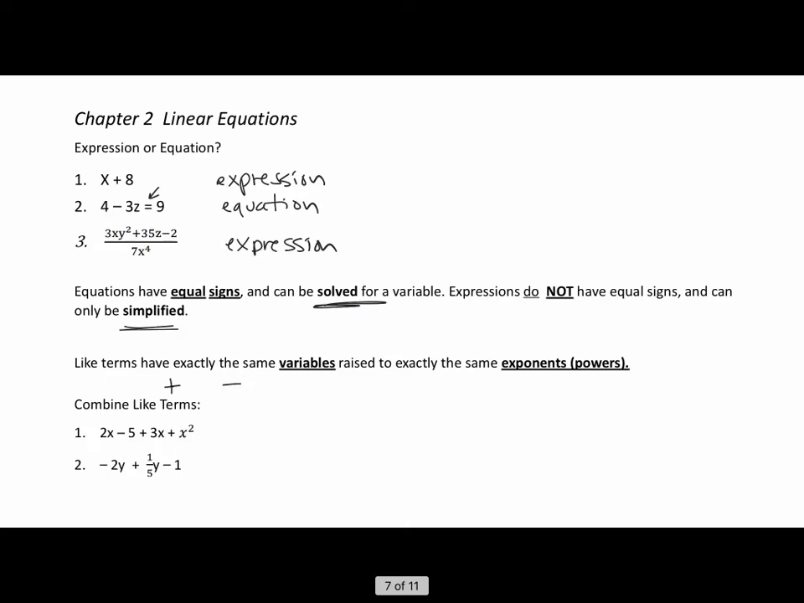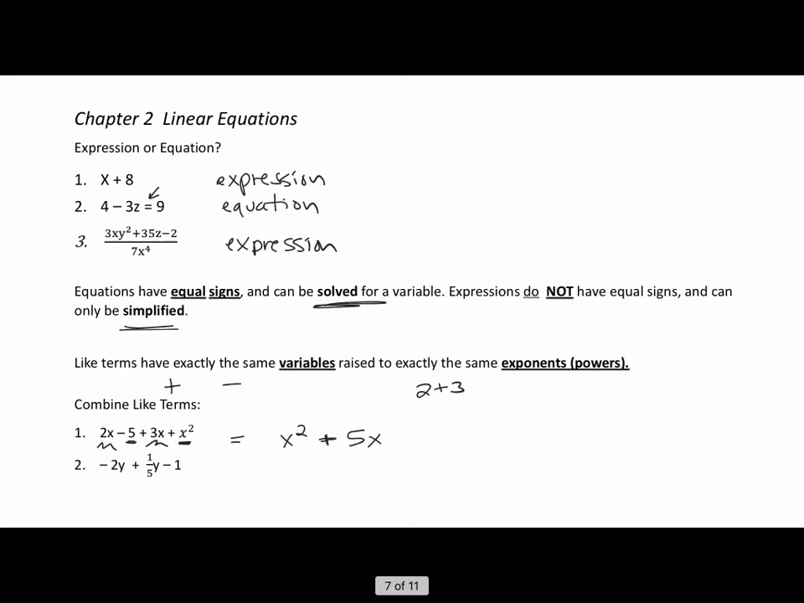So to combine like terms here, I have 4 terms in the first problem. And let's see if any of them have the same variable with the same exponent. So let me start with the highest exponent. There is no other term, so x squared, that's it. But then, when I go to the next highest exponent, x, there are 2 terms with that variable and that exponent. So I'm going to add the numbers in front, 2 plus 3. So that gets me 5 x's altogether.